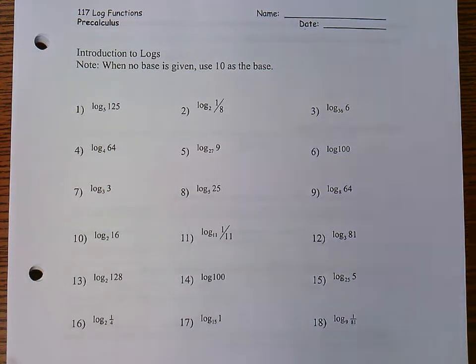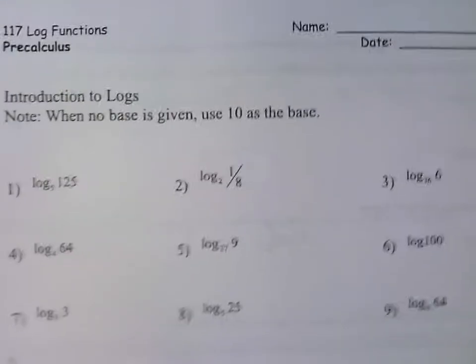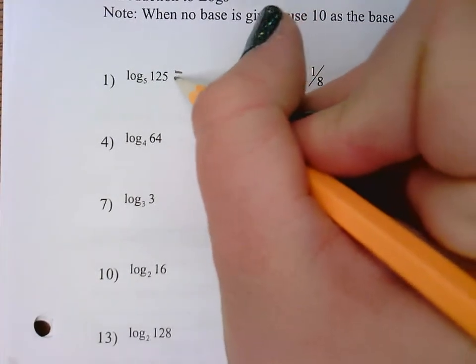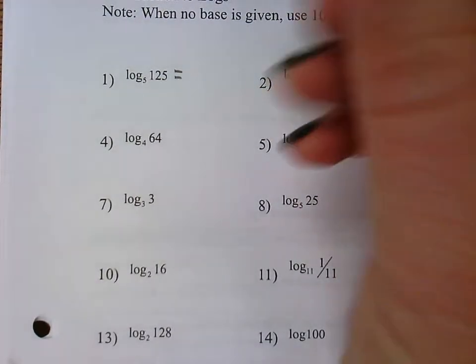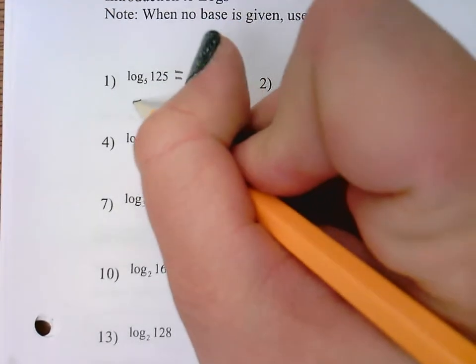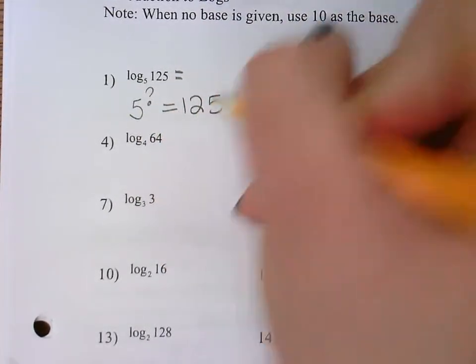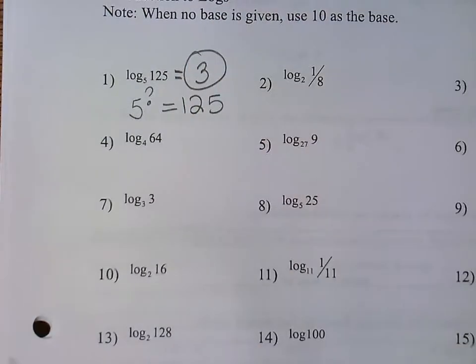familiar. I know that you don't know what logs are yet, but all it is another way of expressing an exponent. So this is on 117 in your notes. You're just evaluating these, kind of like mental math. So this is really asking you 5 raised to what power gives you 125, right? So number one, the answer is just 3.